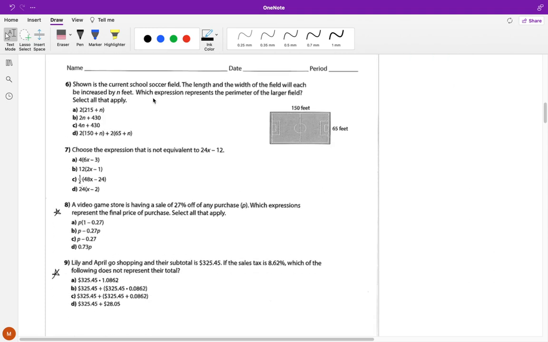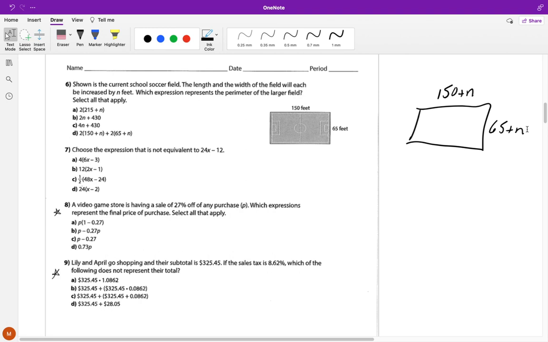All right, shown is a current school soccer field. The length and width of the field will each be increased by n feet. Which expression represents the perimeter of the larger field? Select all that apply. So the length and the width will each be increased by n feet. So that means that in this new field, it will be 150 plus n, and here will be 65 plus n. That's how we can represent the length and the width.